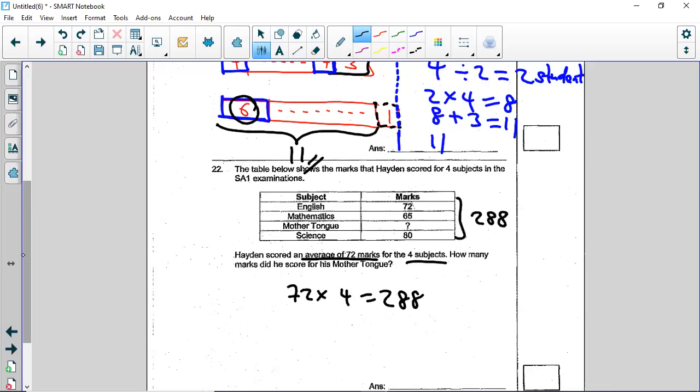So do more plus than minus, right? Remember, don't go and take 288 minus 72 minus 65 minus 80, right? So do more plus. So you can add all these 3 numbers together. 72 plus 65 plus 80, the total is 217. Then you take 288 minus 217, and you will get question mark, which is 71. Okay, 71 marks for mother tongue. Okay, any question? All right, clear. The lesson is quite straightforward, quite simple. Okay, let's go to question 23.